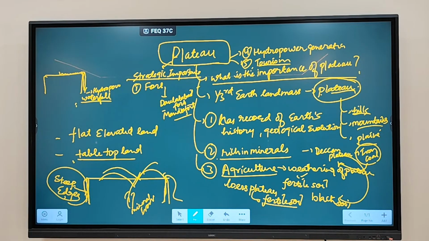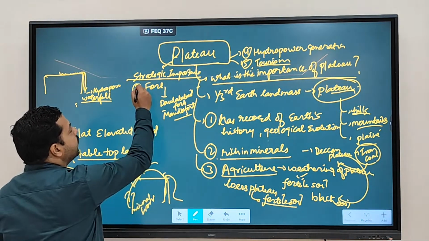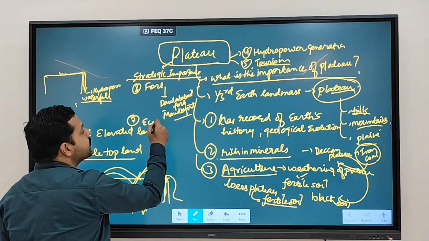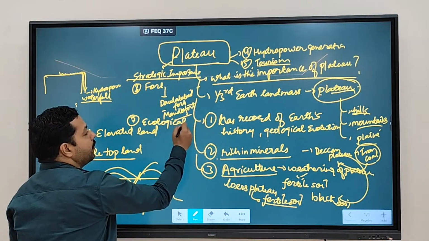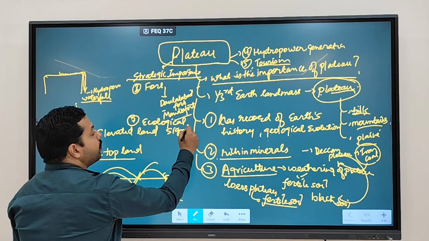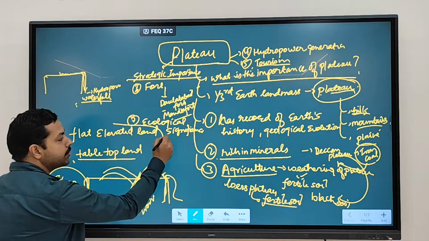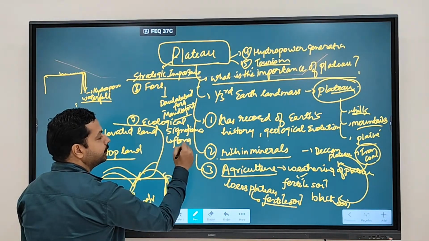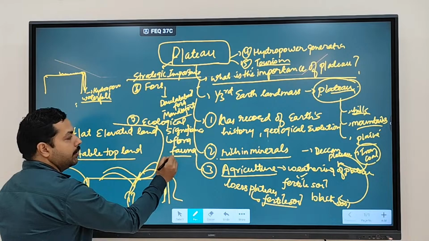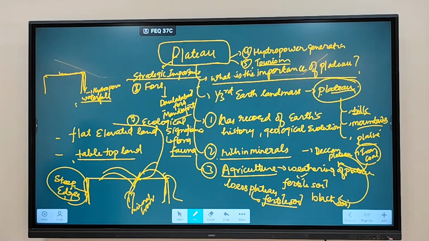Clear? Next, plateaus also play a very important role in the ecological sense. They have ecological significance also. What is the ecological significance of plateaus? Like the Tibetan Plateau is known for unique flora and fauna. You'll find the Tibetan Plateau has this particular unique flora and fauna. Similarly, the Deccan Plateau is known for different unique flora and fauna. Clear? So it also has certain ecological significance.